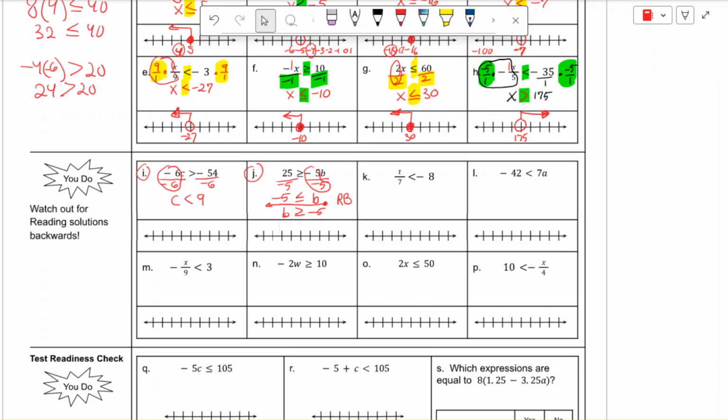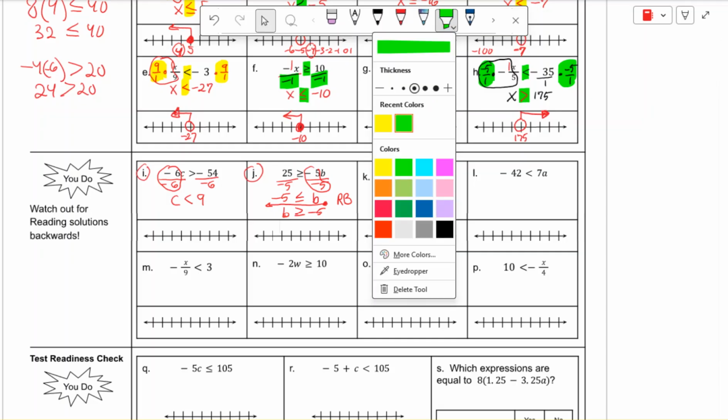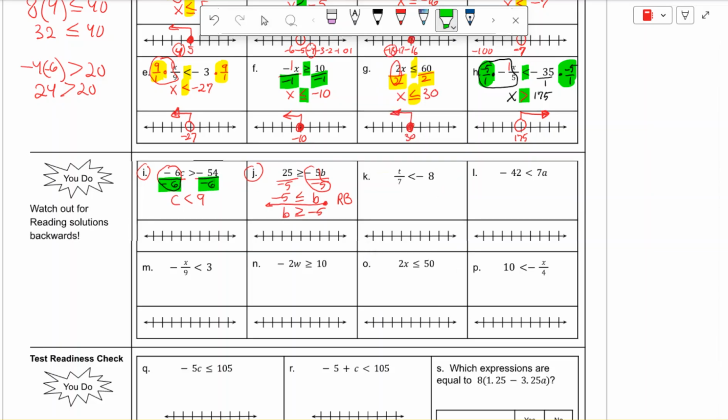Okay, we're back to look at I and J. I didn't quite complete them because I wanted to talk to you about something. I hope that you caught that on I you were dividing both sides by a negative, so the sign has got to flip. If you didn't catch that, you didn't learn what was happening in the lesson, so go back and review that. So this is 9, okay, and it says C is less than, so it's an open, and we're going to the lesser side.